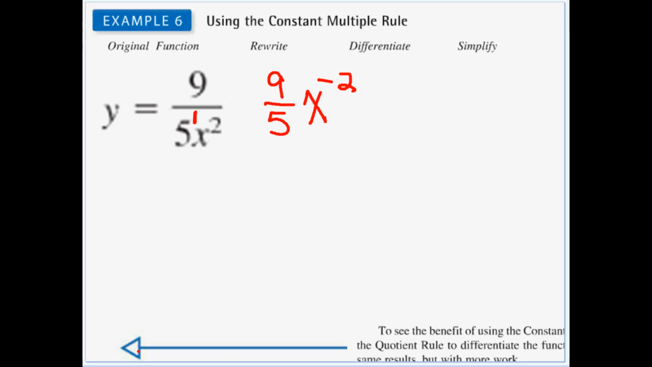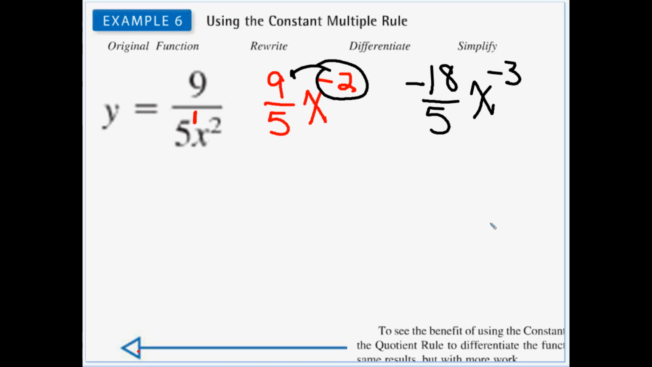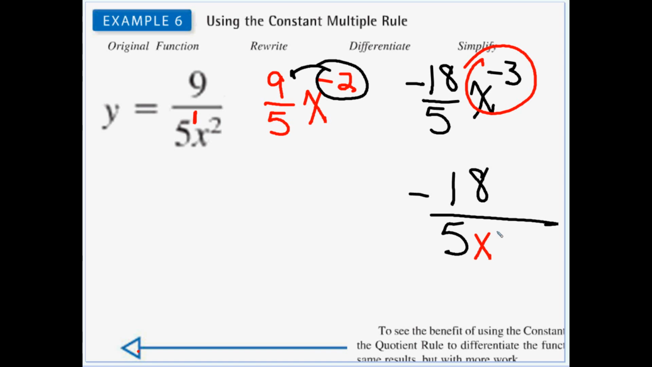You know, the power rule still works with negative exponents. So we're going to multiply this exponent times 9/5. That will be a negative 18 over 5. And then we're going to have x, and we're going to drop it 1 power, down lower to negative 3. And we don't leave negative exponents in our final answer. It's just bad manners. So our fraction is negative 18/5. Now we're going to move that x to the negative 3 back to be distinctly in the denominator, where it changes to x to the 3rd.